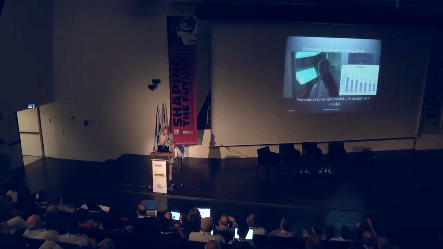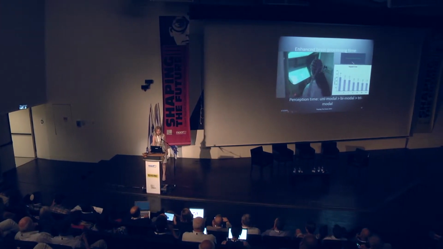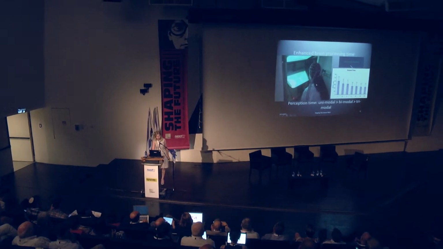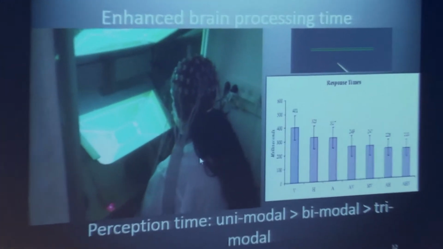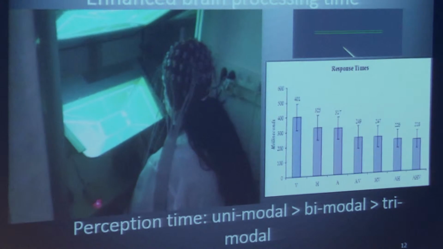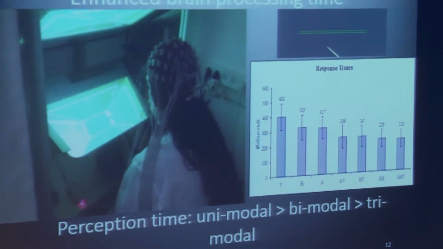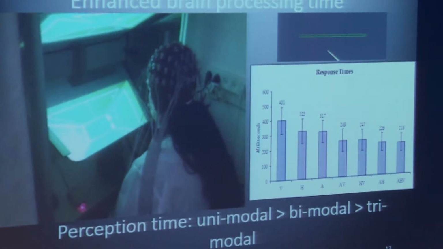Okay. So this is a virtual world, and this is Liat. And Liat has a cap with EEG electrodes. So I'm able to pick up the electrical activity of the brain while she plays a game.